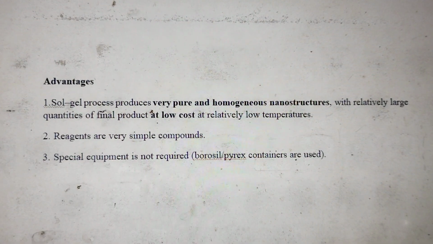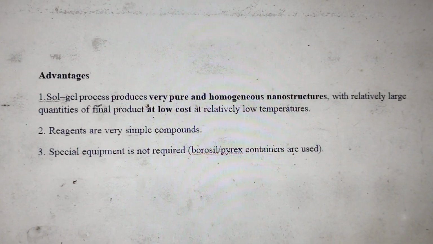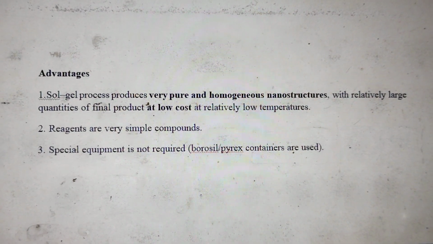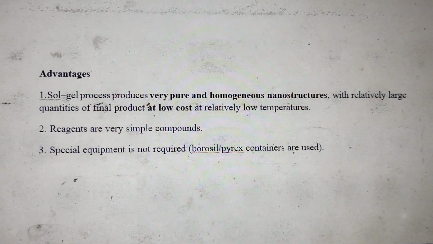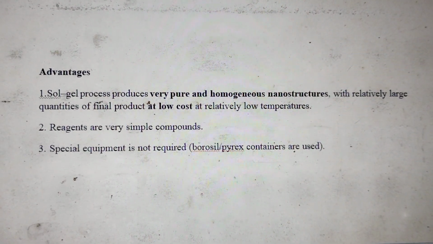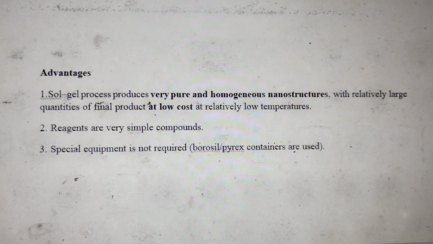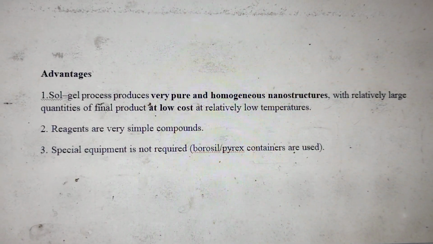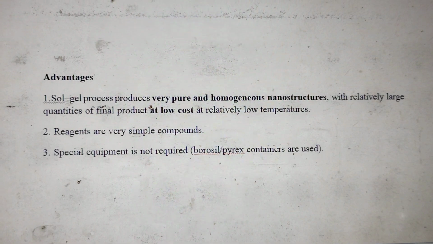Advantages of the sol-gel process. In the first one, the sol-gel process produces very pure and homogeneous nanostructures, with relatively large quantities of final product at low cost and at relatively low temperature. So in the first point, at low temperature and at the same time low cost, we get more product in nanoparticles. This is the first advantage.